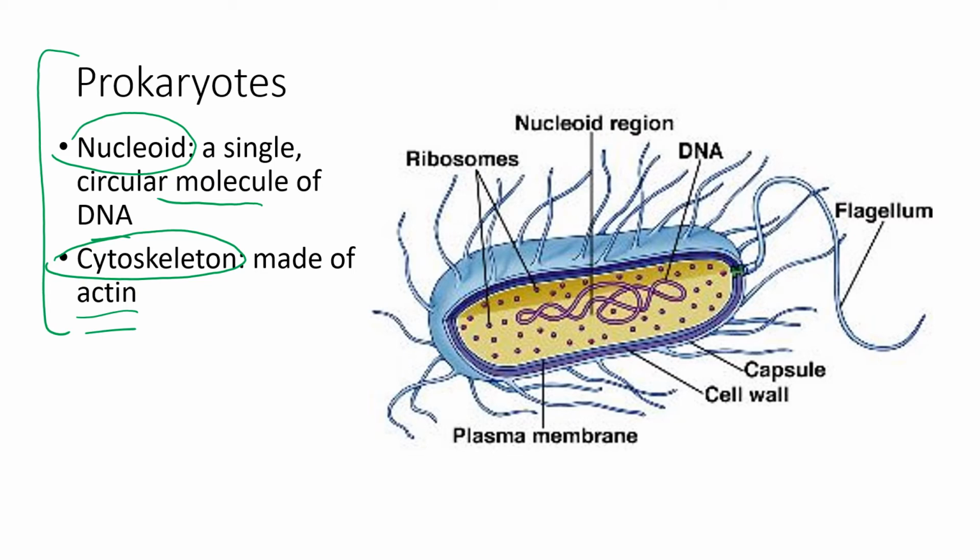So you can see in this crude diagram, you have the flagellum in the back, you have the circular DNA, so this is the nucleoid. So the DNA is called a nucleoid. You have ribosomes, which deals with proteins, a cell wall, plasma membrane, etc.